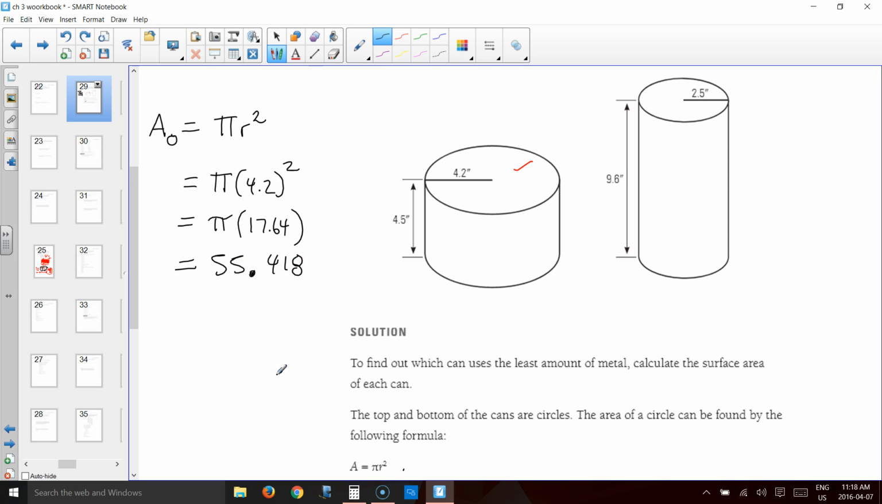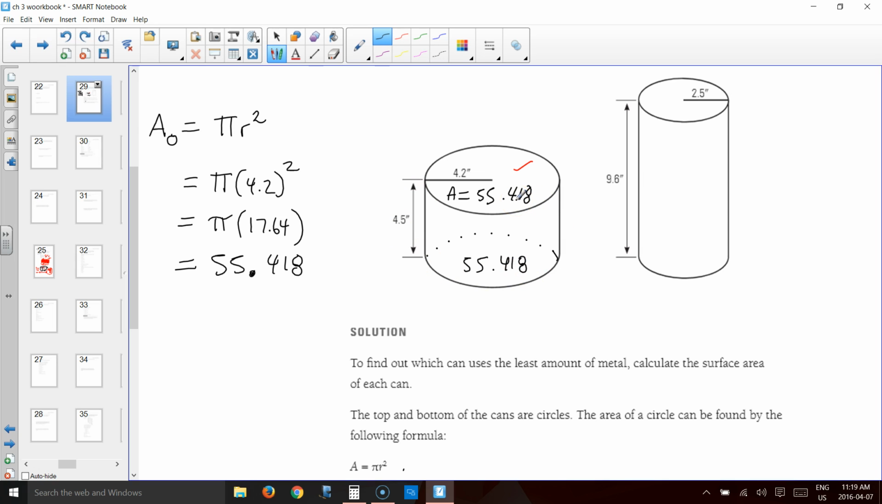Okay. All right. So we know that that is the area of the top. So I'm going to write that down. Area of this top equals 55.418. I just used a formula, crunched the numbers, there it is. Now we also know that the area of the bottom is also going to be 55.418. So we can put this into the pot and we can double it as well, right? I'm going to find the wraparound first.